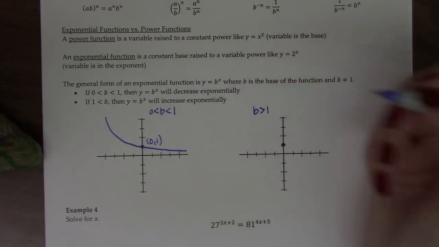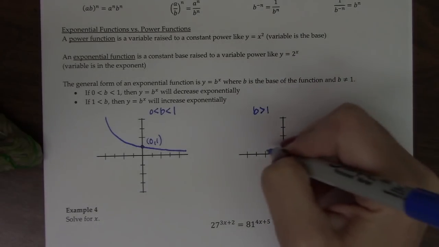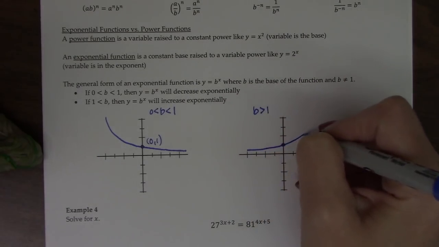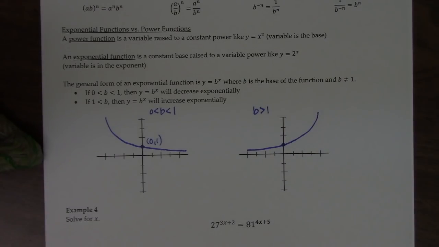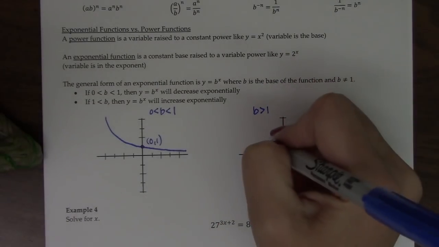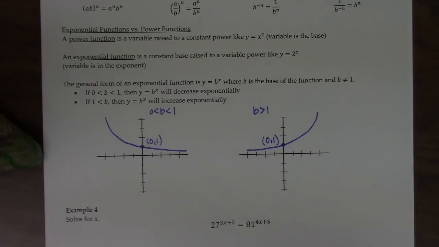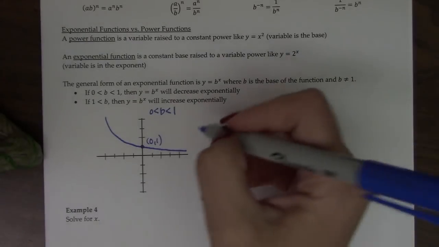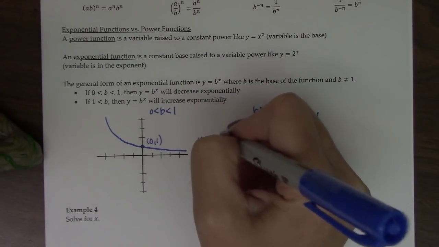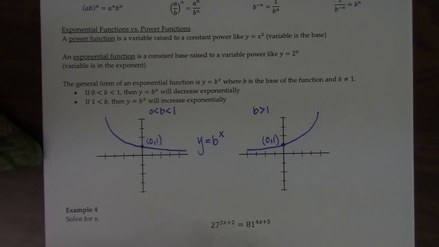However, if b is greater than 1, b to the 0 is still 1, but now it's going to increase exponentially. If we think of 2 to the x, every time you raise your power by one more value of x, you're doubling your previous answer. So it's going to behave in the exact opposite way. This, again, is (0, 1). Both of these are the function y equals b to the x graphed, and it shows what the value of b does to the graph.